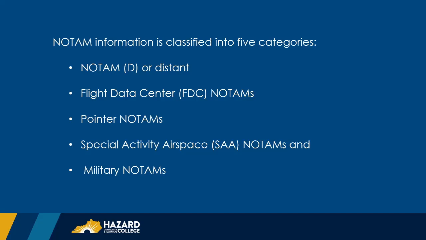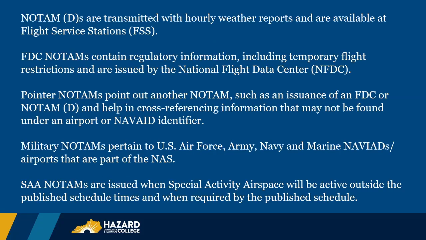NOTAM information is classified into 5 categories: NOTAM D, or distant, flight data center NOTAMs, pointer NOTAMs, special activity airspace NOTAMs, and military NOTAMs. NOTAM Ds are transmitted with hourly weather reports and are available at flight service stations. FDC NOTAMs contain regulatory information, including temporary flight restrictions, and are issued by the National Flight Data Center.